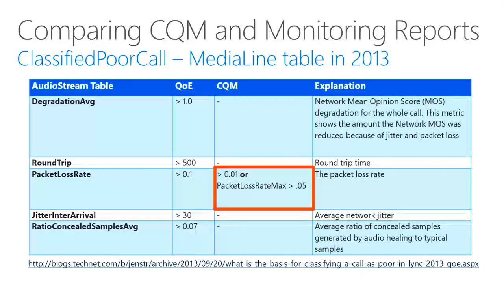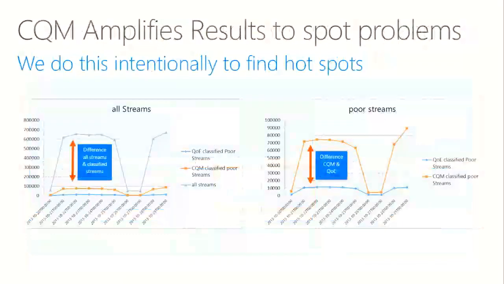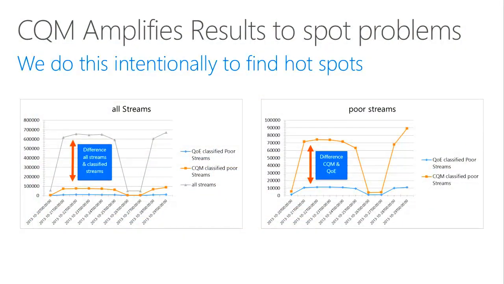So we look at two characteristics. And you can change these if you like, and Jens will show you how. But basically, we look at loss over 1% and a burst of loss. So if you have a burst of over 5%. Those are the only two things we do in terms of the audio stream work we do in CQM. So that, let's see, I think I make a better point of this in subsequent slides. So this is very intentional.